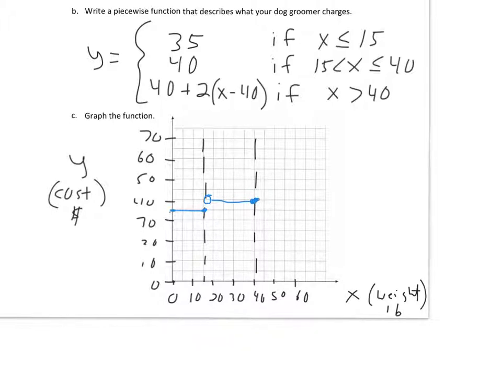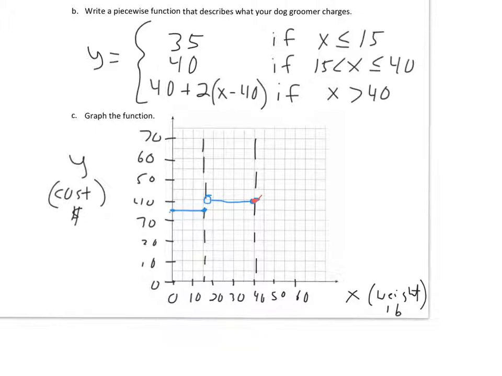Now for the last one. Now one strategy is to plot 2 points. Figure out what this third rule would be if x was 40. So if x was 40, you'd have 40 minus 40, so that part would be 0. And 2 times 0 is still 0, so it would just be 40. So the point really would be right on top of this other point, right here.